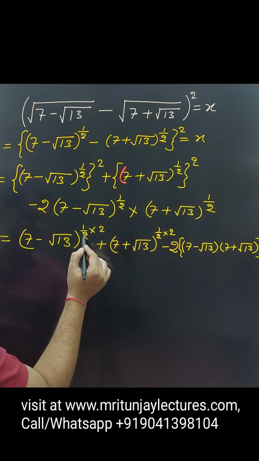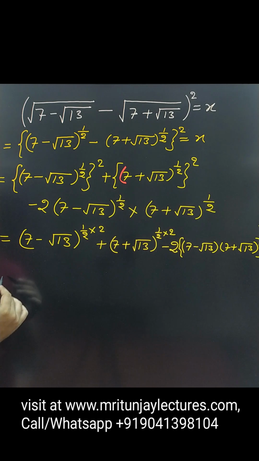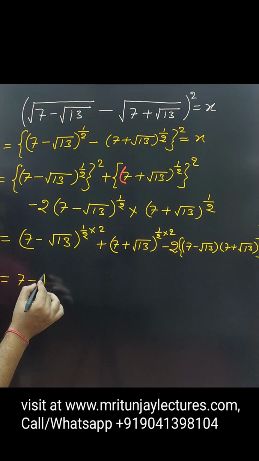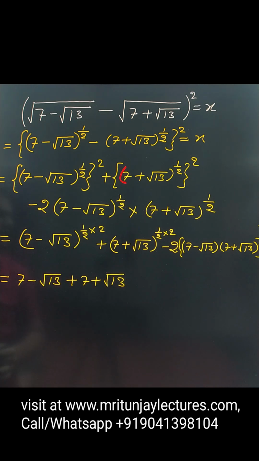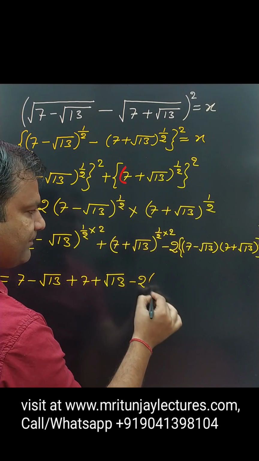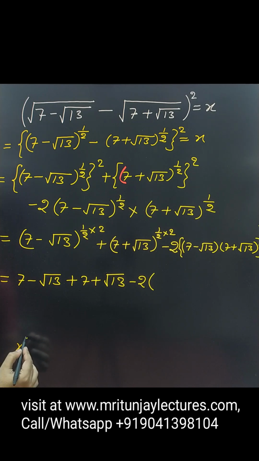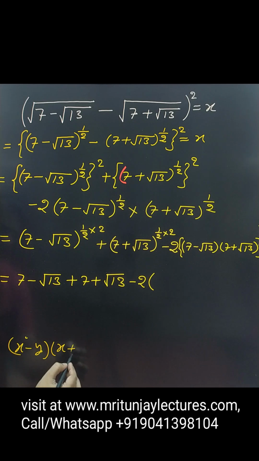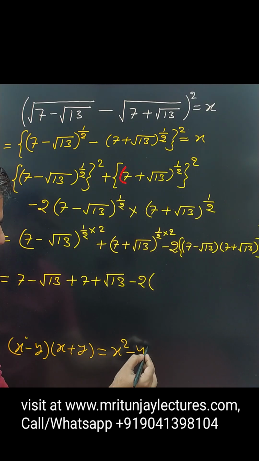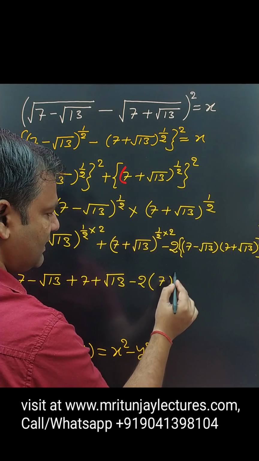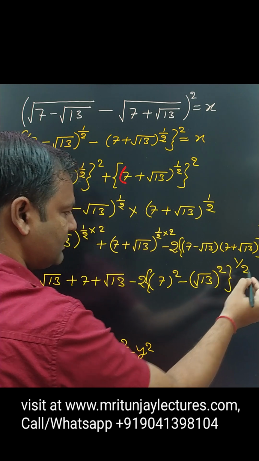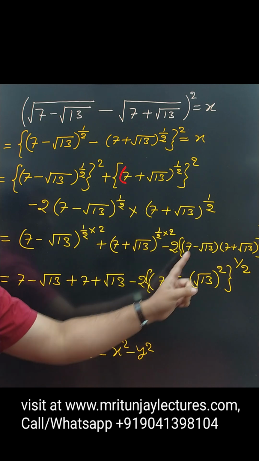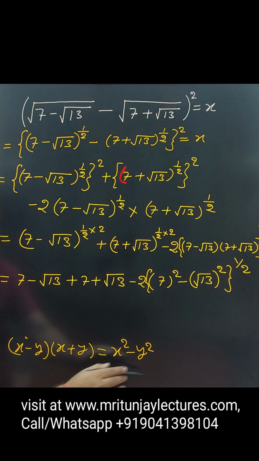After that, look very carefully. I know that 1/2 into 2 cancels. So this is written 7 − √13, okay, and that is 7 + √13, okay. Now minus 2 times, what about that value? I know that if (x − y) into (x + y) is given, then that value is x square minus y square. That concept applies here, so written 7 square minus √13 square, to whole power 1/2. I hope that is clear. Simply apply that concept here, x is 7 and y is √13.